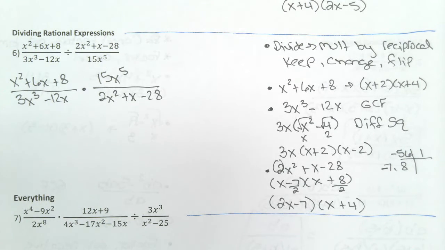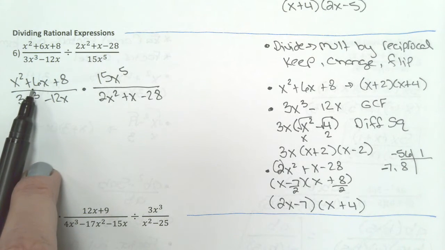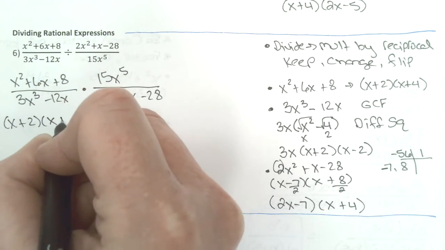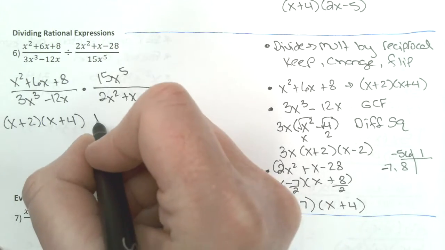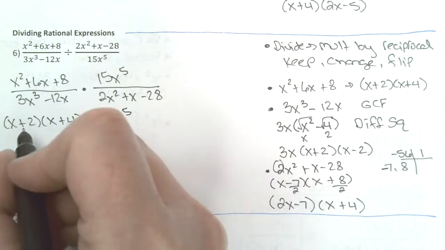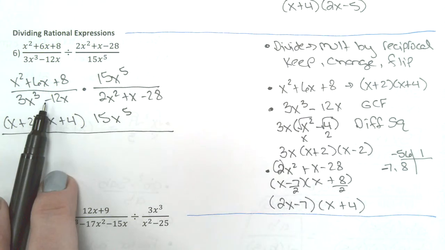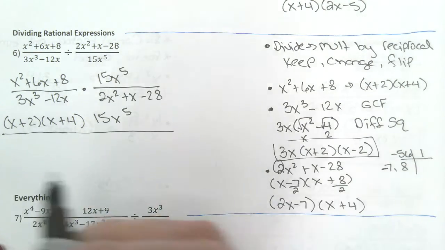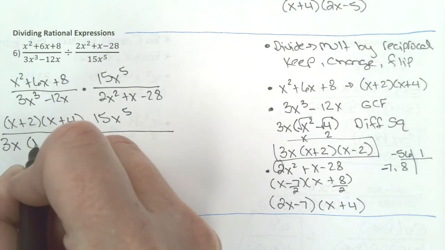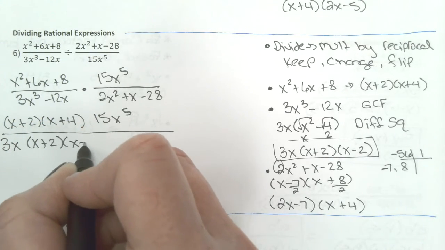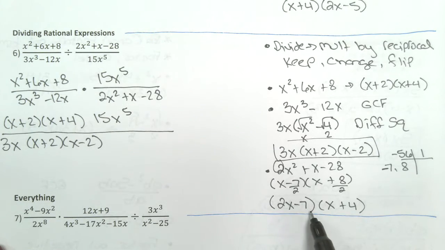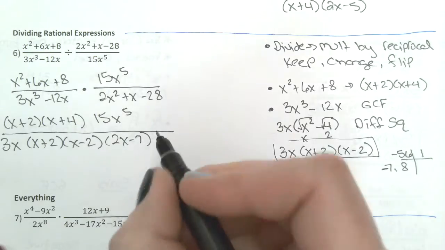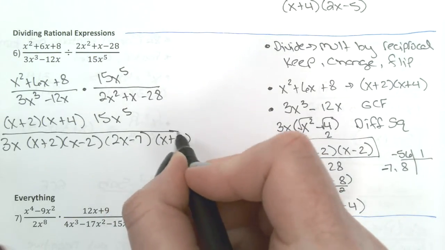Let's go sub everything in. This top left one is the x plus 2, x plus 4, 15x to the 5th. This bottom left one ended up being the 3x, x plus 2, x minus 2, and the bottom right is my 2x minus 7, x plus 4.